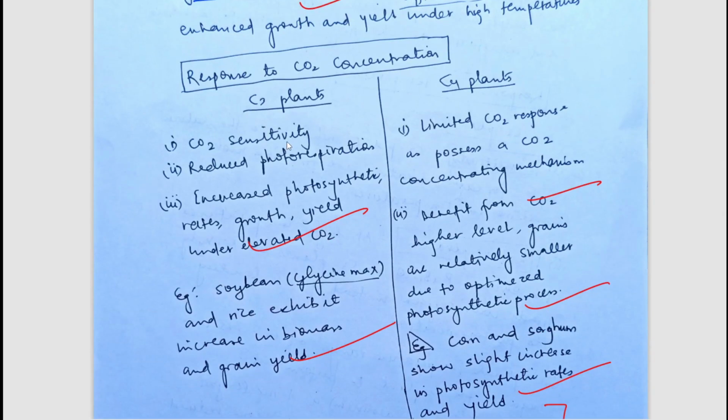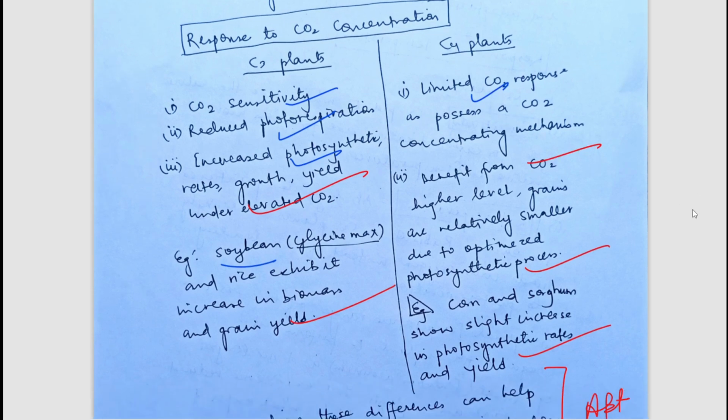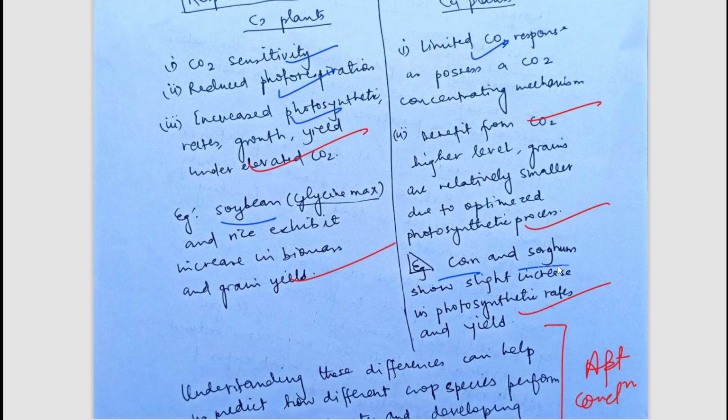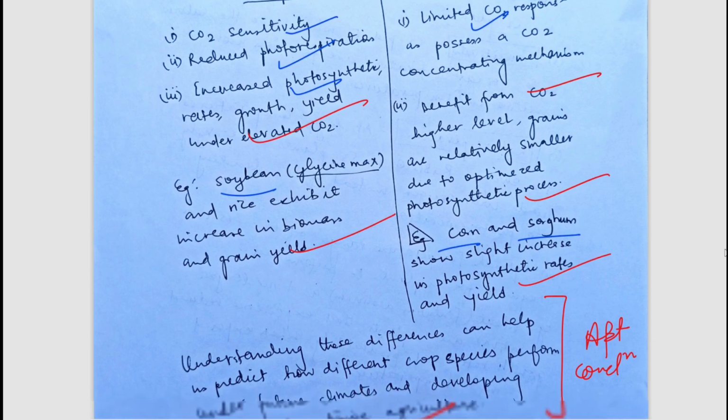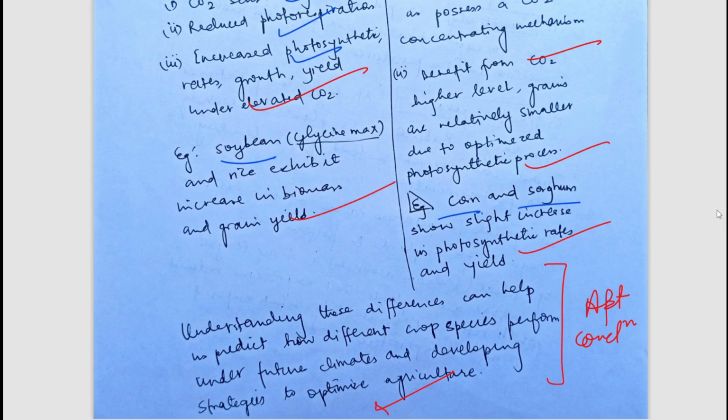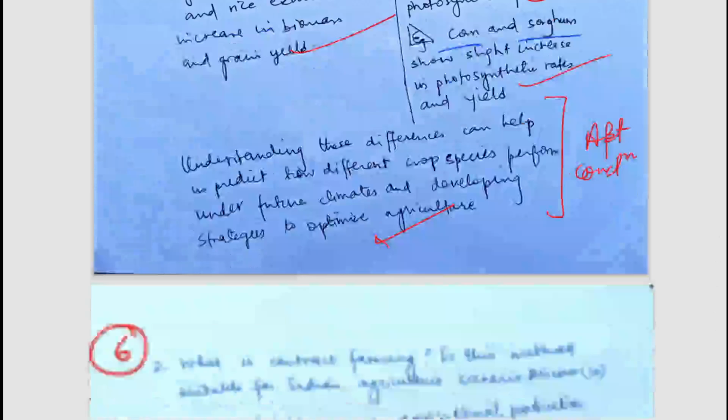In C3 plants, you will see CO2 sensitivity, reduced photorespiration, and increased photosynthesis. The example of soybean has been mentioned. In C4 plants, you will see limited CO2 response. Benefits have been mentioned, and corn and sorghum have been given as examples. So a well written answer, appropriately concluded. I hope you understand the major points and you have read the answers at several intervals by pausing the video. Now let's move to the next question.